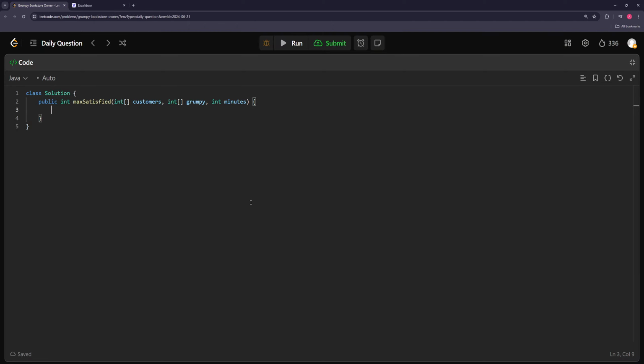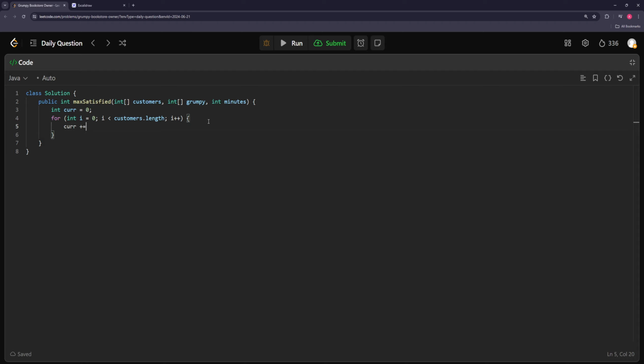So that's what we're going to be coding. First, let's get a total beforehand. We can just say int cur or something. And we're going to go through all of the numbers. I think grumpy and customers are the same length. So we could say 0. So we can basically say cur plus equals. I think you can do an if else.